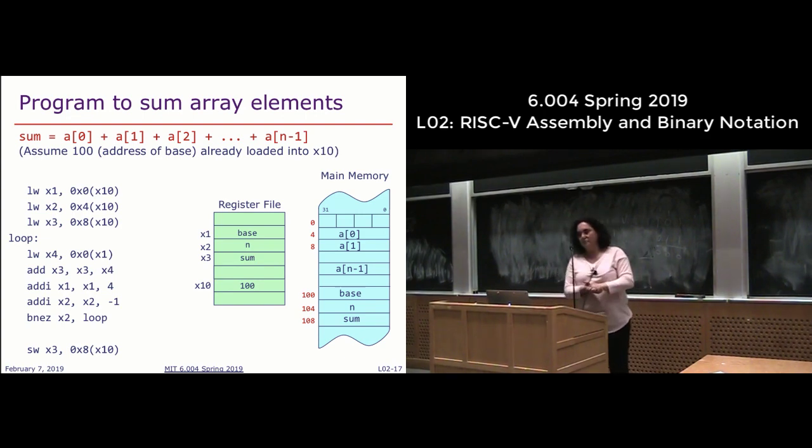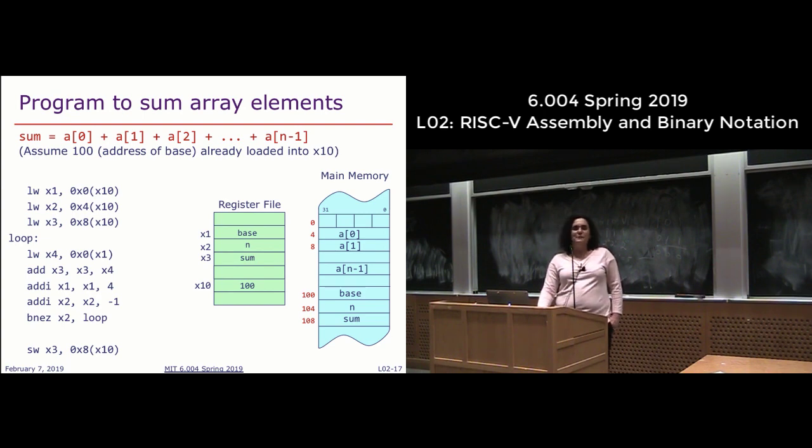And then we have the loop, which we saw last time, which is basically taking the value that's pointed to by x1, which begins at a0, and it offsets it by 0. So it says, give me the value of that array element, and put it into this temporary register x4. Then I'm going to add to x3, which is holding my running sum. I'm going to take the current value of sum and add this value that I just fetched from memory. Okay, so the first time through, it's going to bring in a0 and add that to my sum.